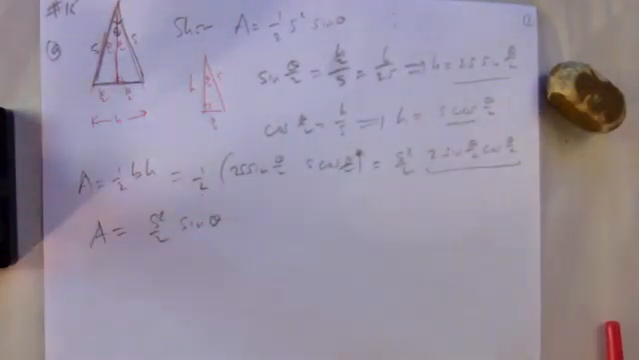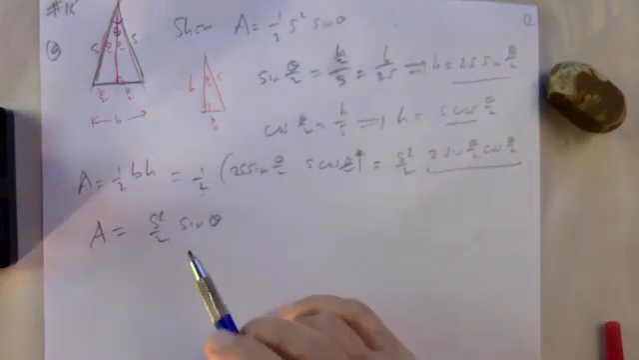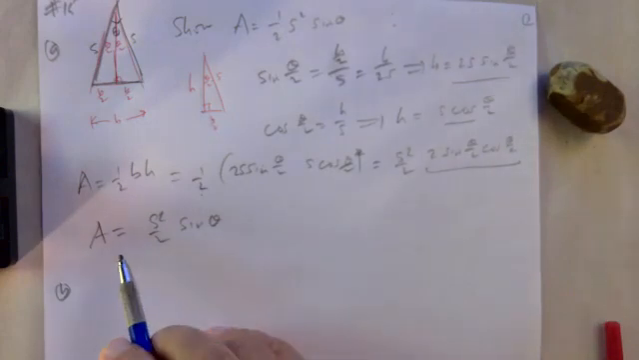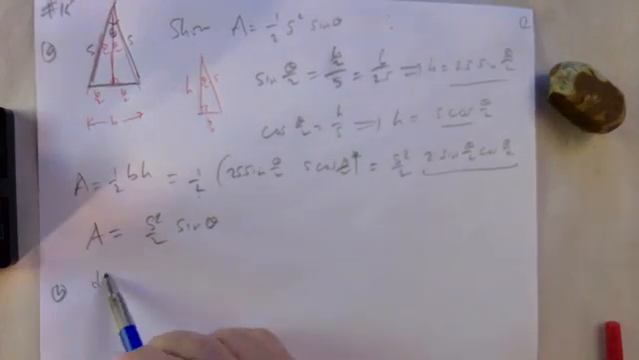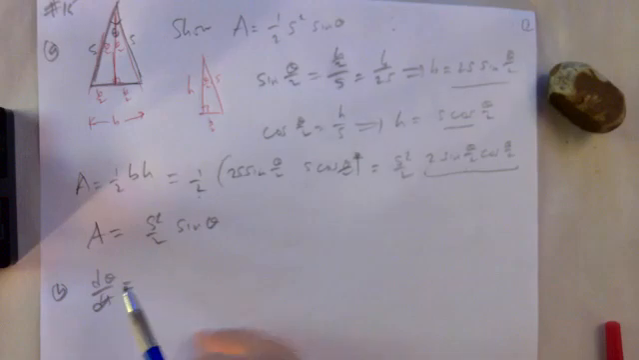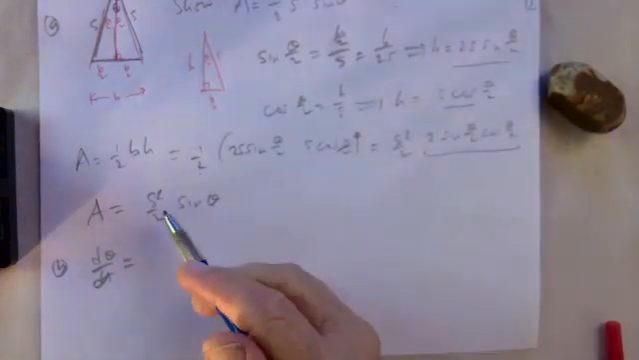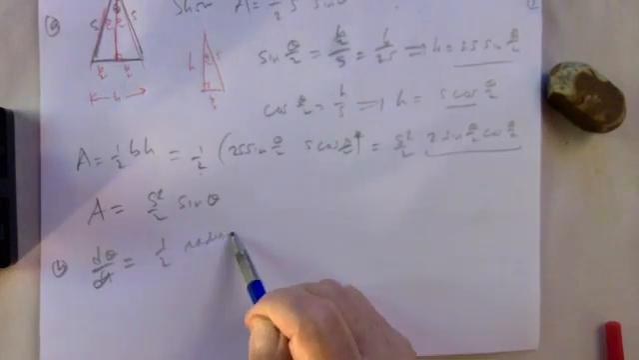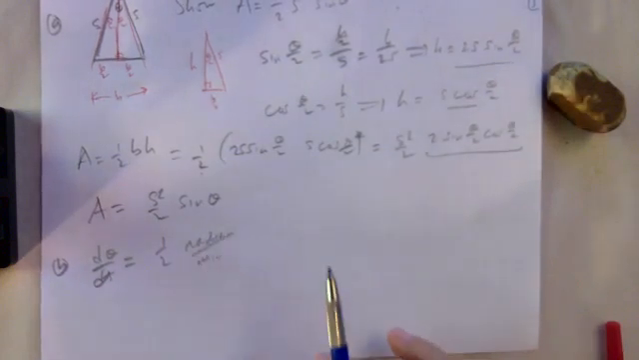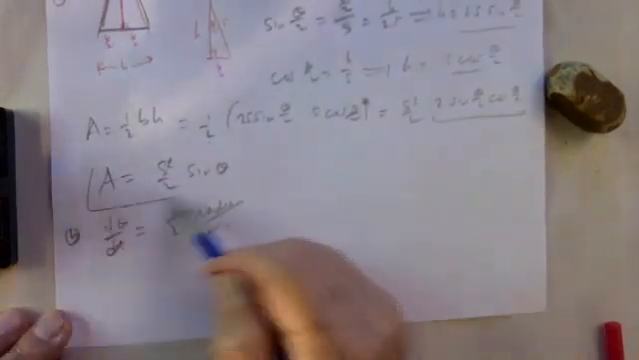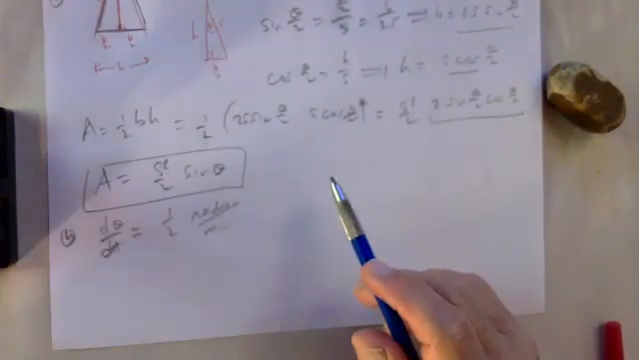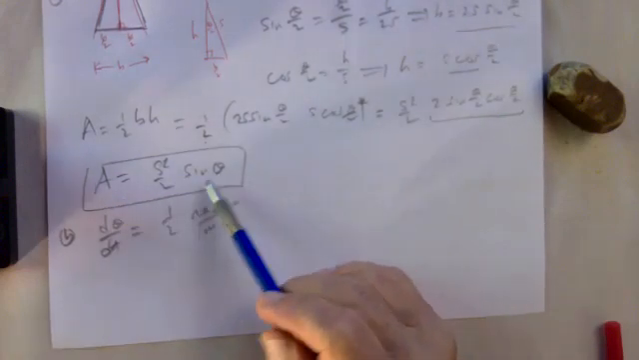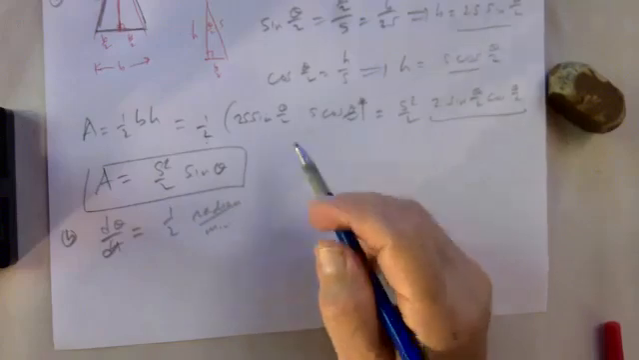If theta is increasing at a rate of 1/2 radian per minute, find the rate of change of area. So suppose d theta dt, the rate of change, is 1/2 radian per minute. If this is the formula for the area, the area and the angle theta are related by this formula.